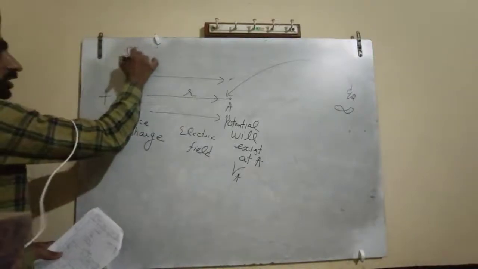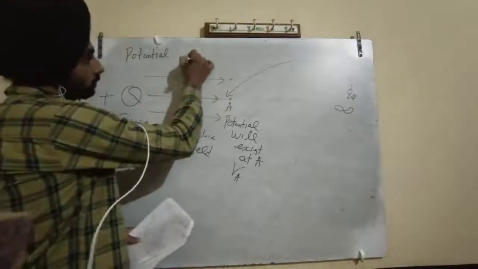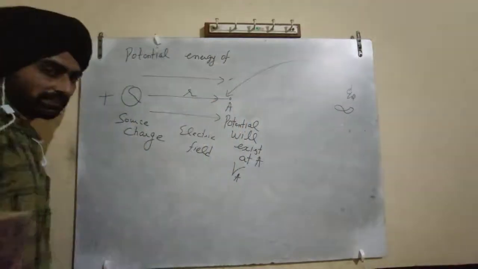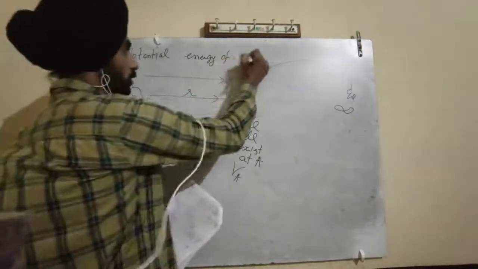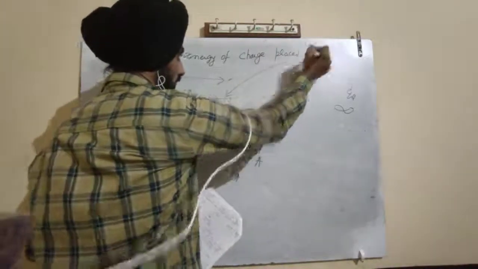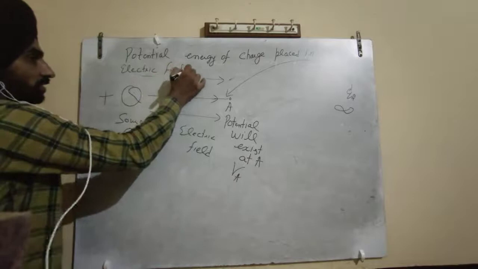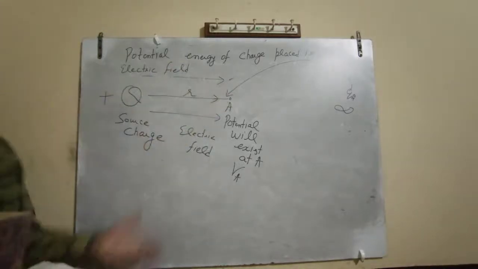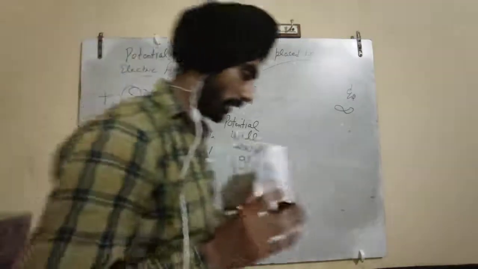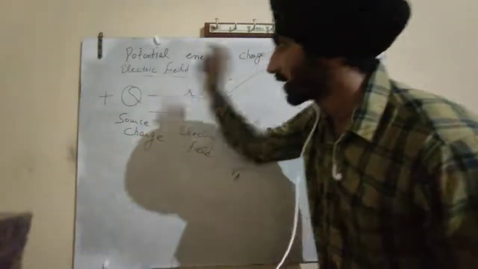So our topic is potential energy, that means we are placing this charge in an electric field. Potential energy of a charge placed in an electric field. So this is our topic. We are placing this Q2 in an electric field, so we have to do the work, and that work will be stored in the form of potential energy. Now the whole scenario has changed. Now there is a new introduction of the concept of electric field.